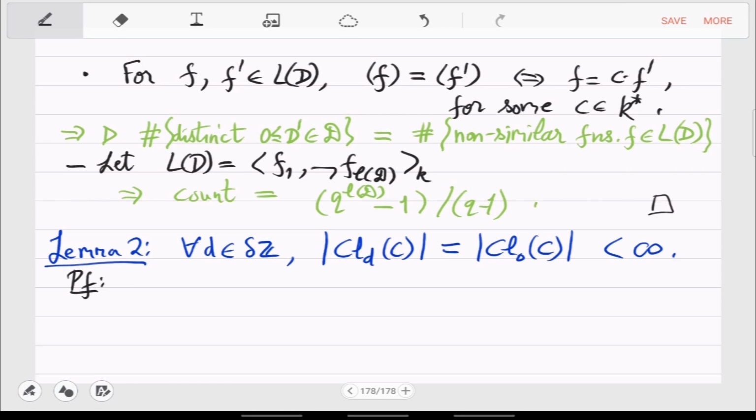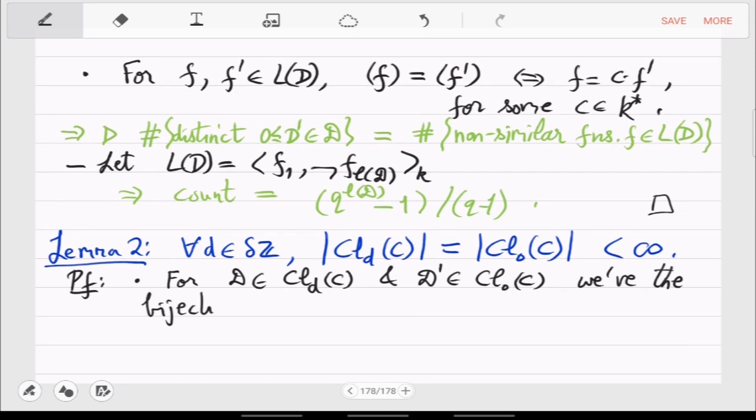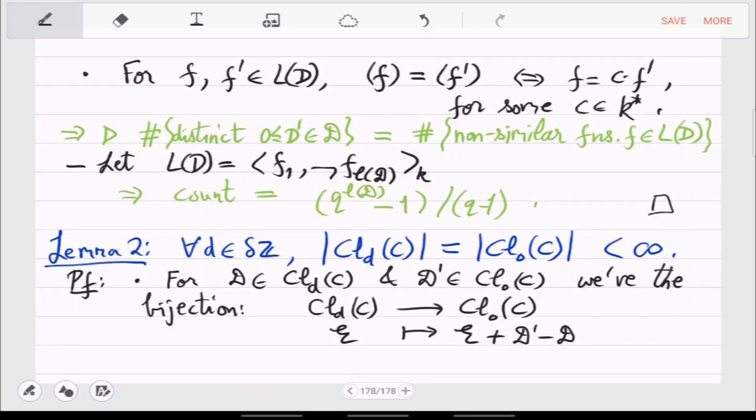So let's prove the equality. For a class in CLD and a class in CL0, we have the bijection. We'll just give a bijection from CLD to CL0, where should you send D to? D and D prime are fixed. Where should you send some arbitrary E to? So just do the obvious thing. Send it to this, right?